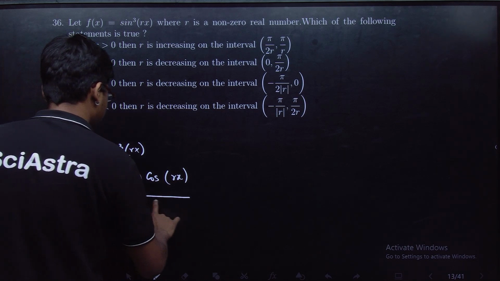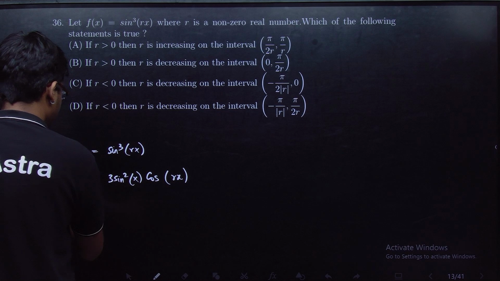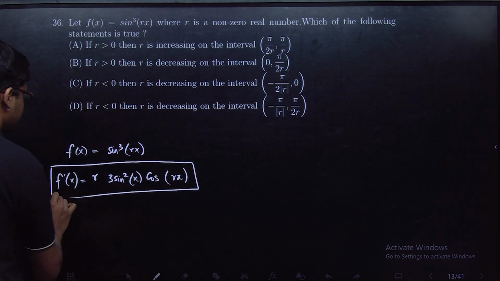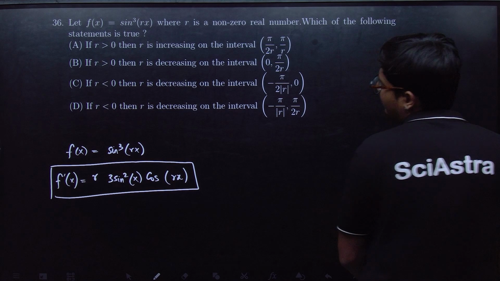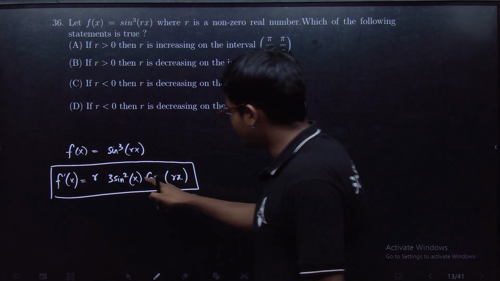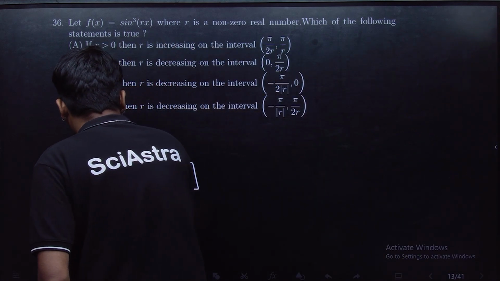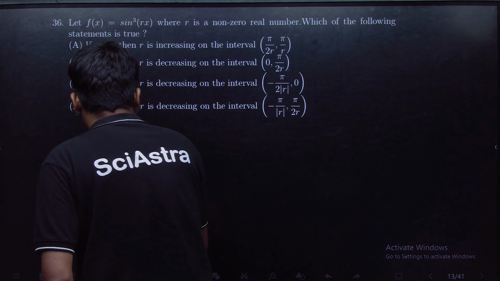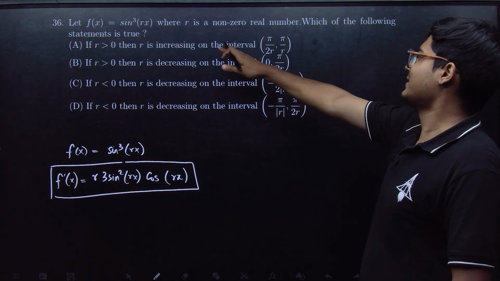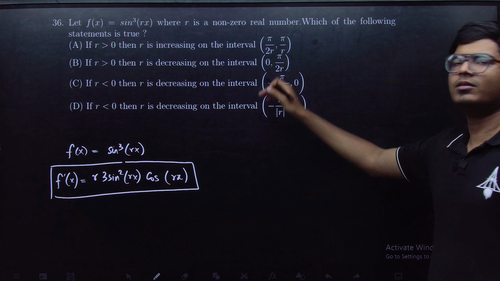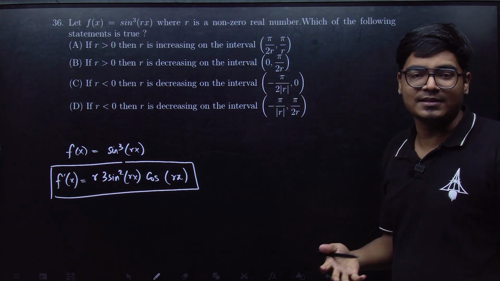Sorry, times r. Okay, this is what the derivative looks like. Now look at the options. If r is greater than 0, first of all, there's rx here as well. So 3 sine square rx. So let's look at the corresponding intervals where rx lies, because here, this is the interval where x takes its values, right?